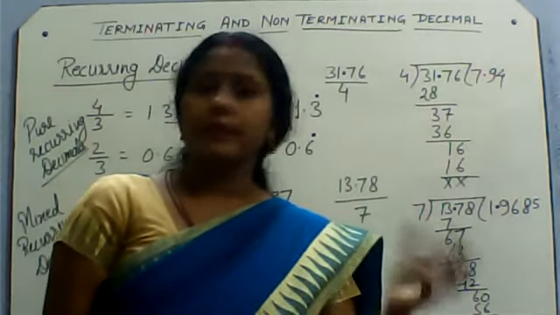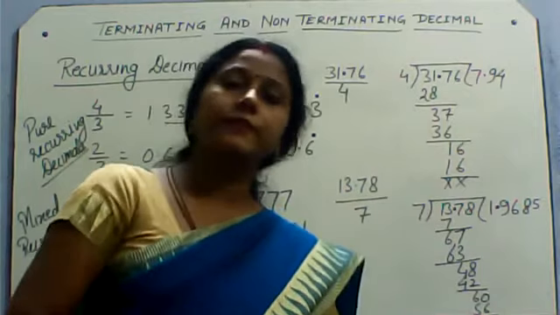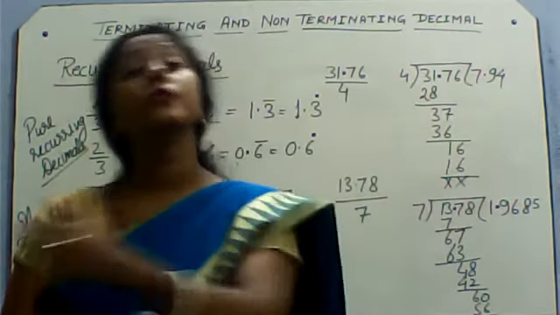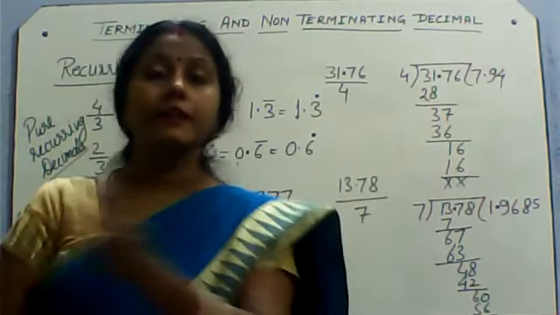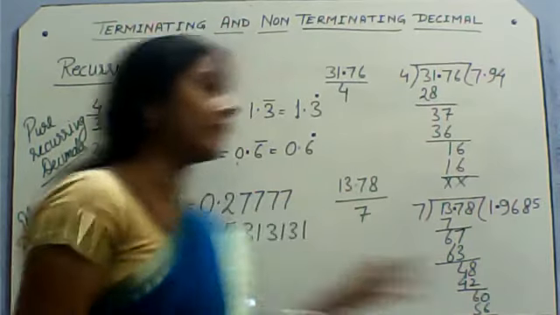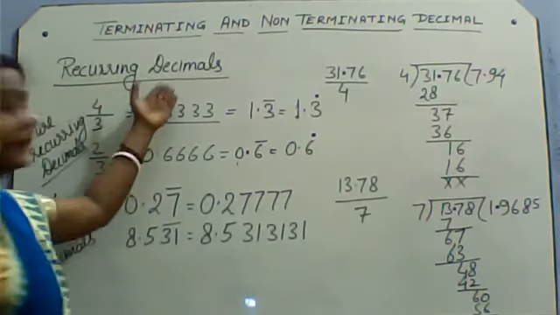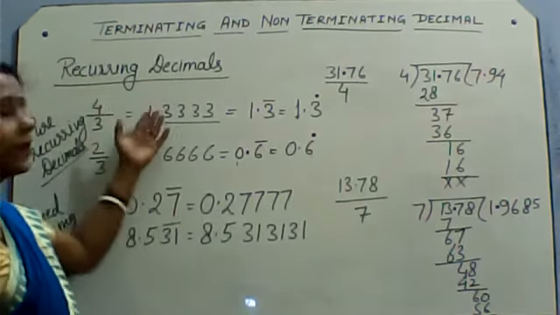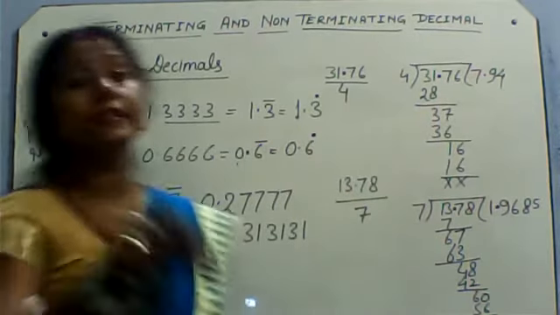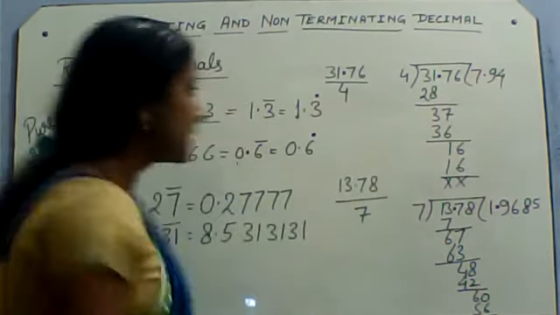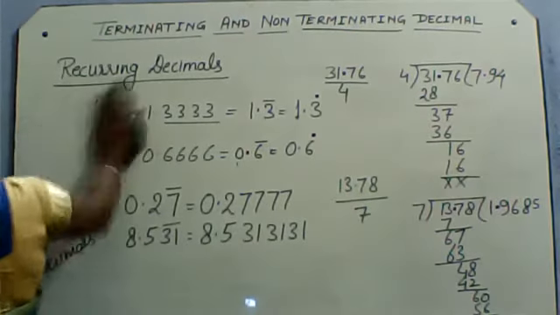Okay? You studied how to change a decimal fraction to a simple fraction. Decimal numbers you can change into a fraction, but if this type of decimal is there, recurring decimal or terminating or non-terminating decimal, then how to change it into a vulgar fraction. Okay, that I am going to explain. See how.